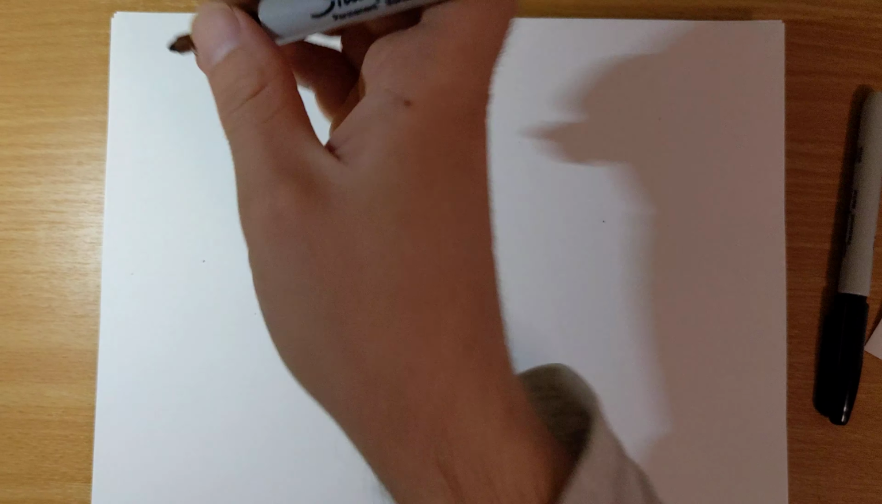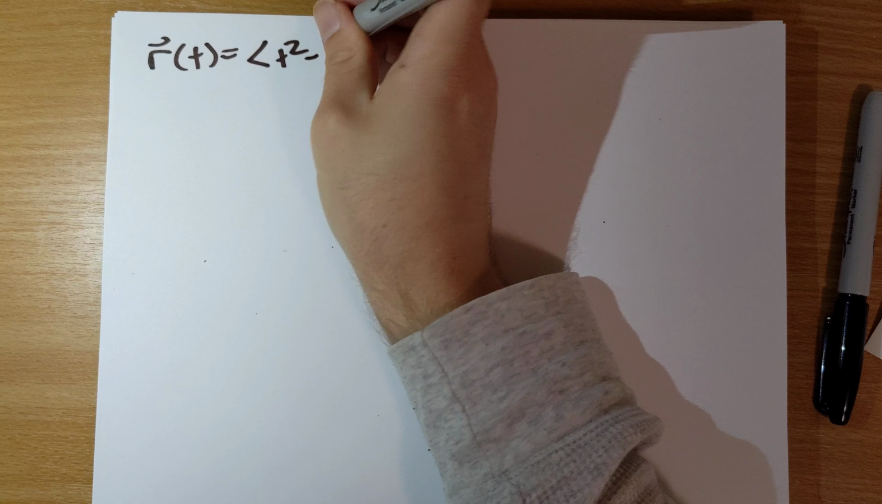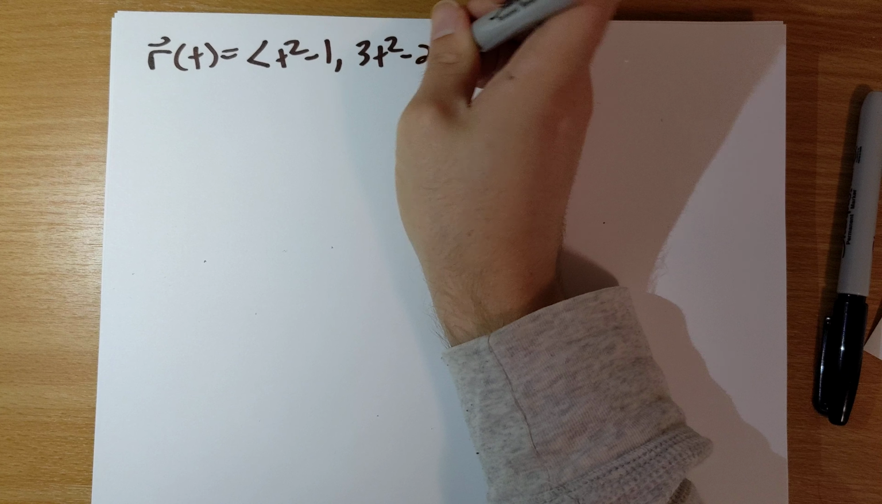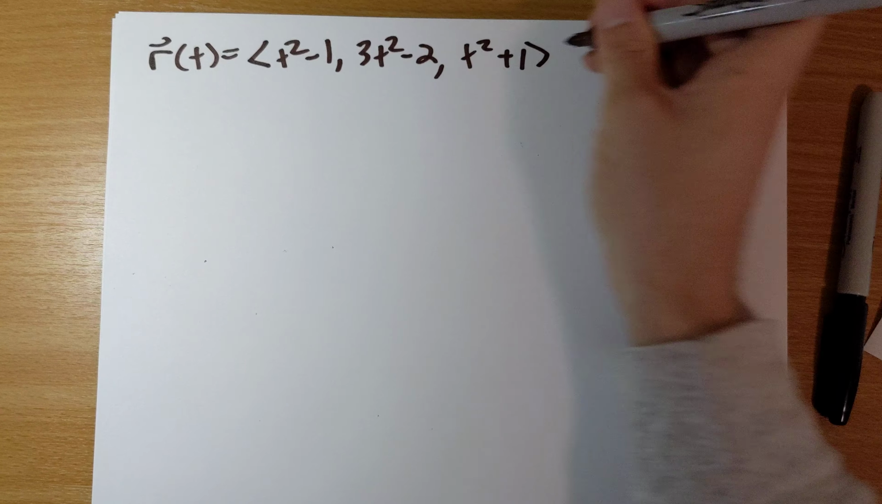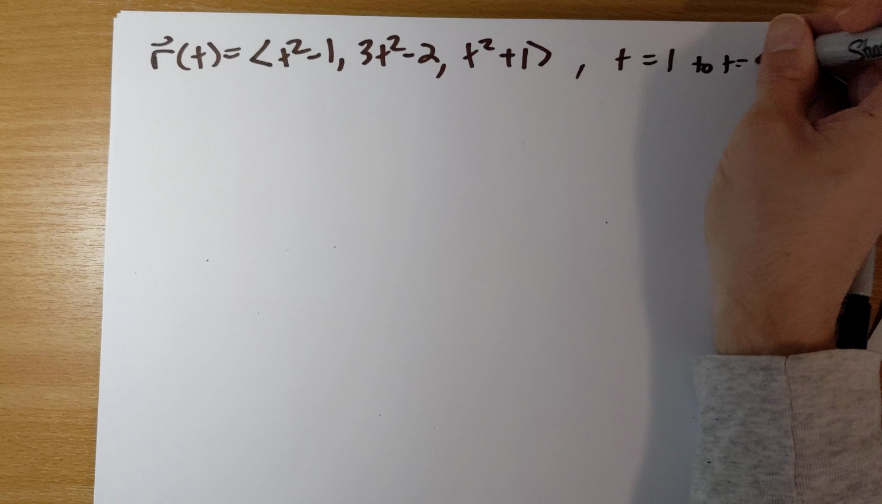Problem number 22. Find the length of the curve r of t equals t squared minus 1, 3t squared minus 2, t squared plus 1, where t is running from 1 to 2.